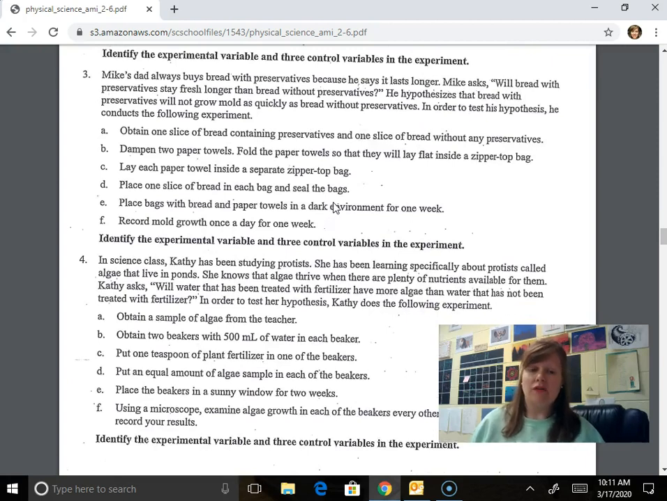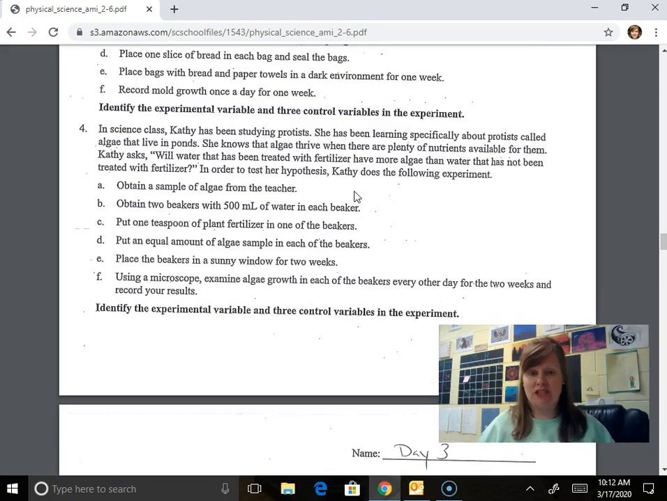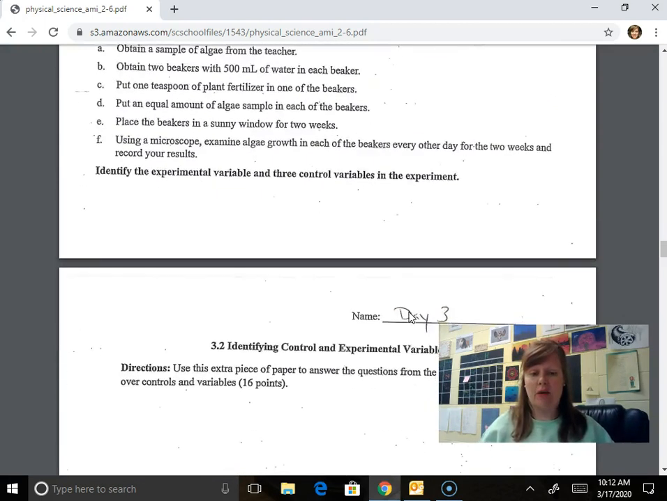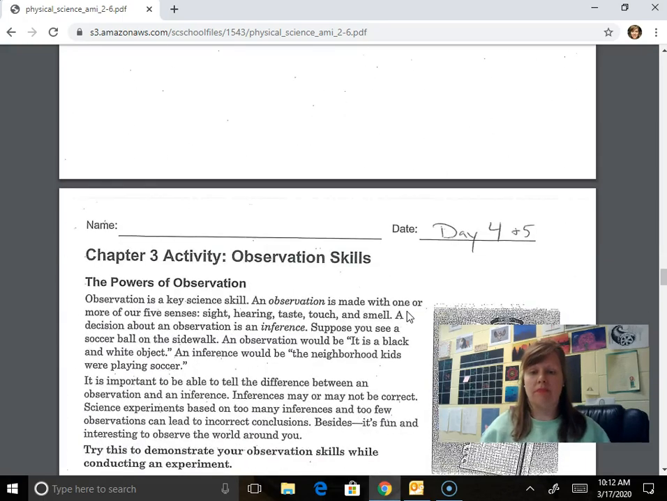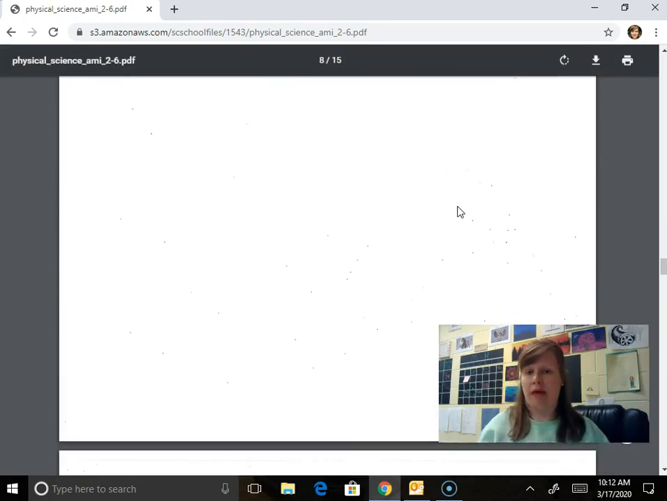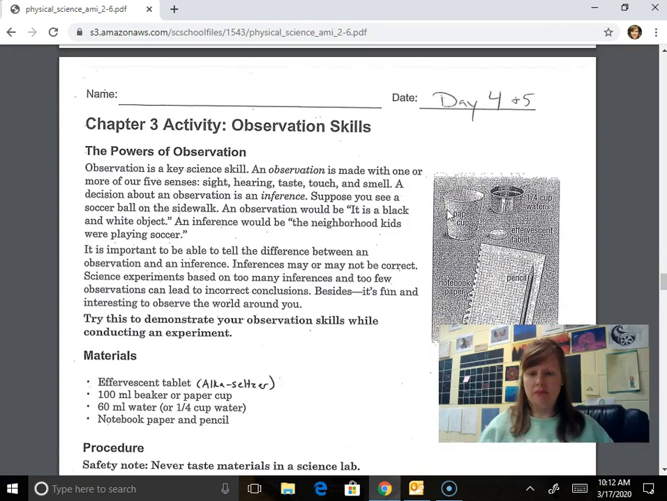A little fair warning. For tomorrow's day 4 and day 5, you need to ask your parents on their way home from work, or if you can stop at the Dollar General or walk to Dollar General, but you need to get an Alka-Seltzer tablet. And I put this in here for people who didn't have paper at home. You can use that to write your answers on. Tomorrow is a lab activity where you can use an Alka-Seltzer tablet. That's what effervescent tablet is. You can use a paper cup or a glass cup at home. It doesn't really matter. And then you need about a 1/4 cup of water. This is a lab that's easily done at home.